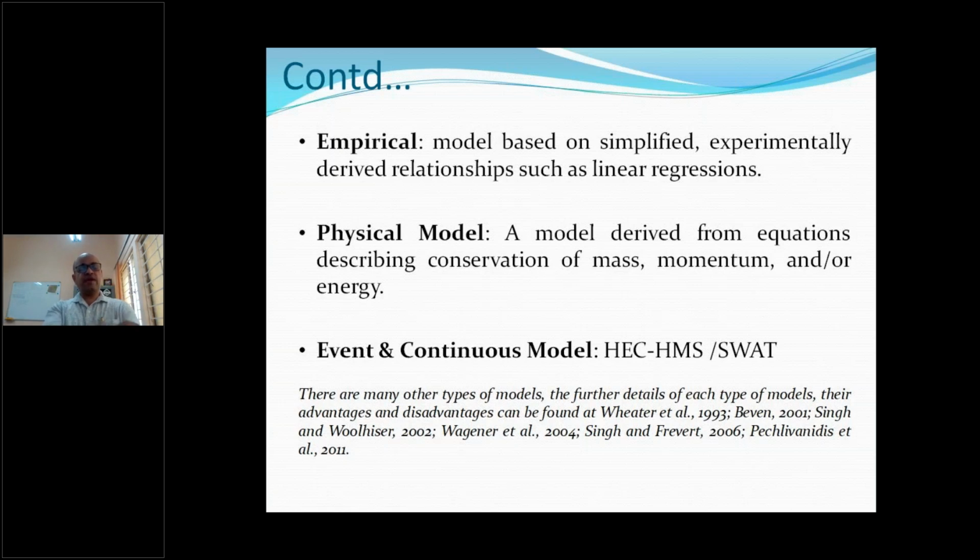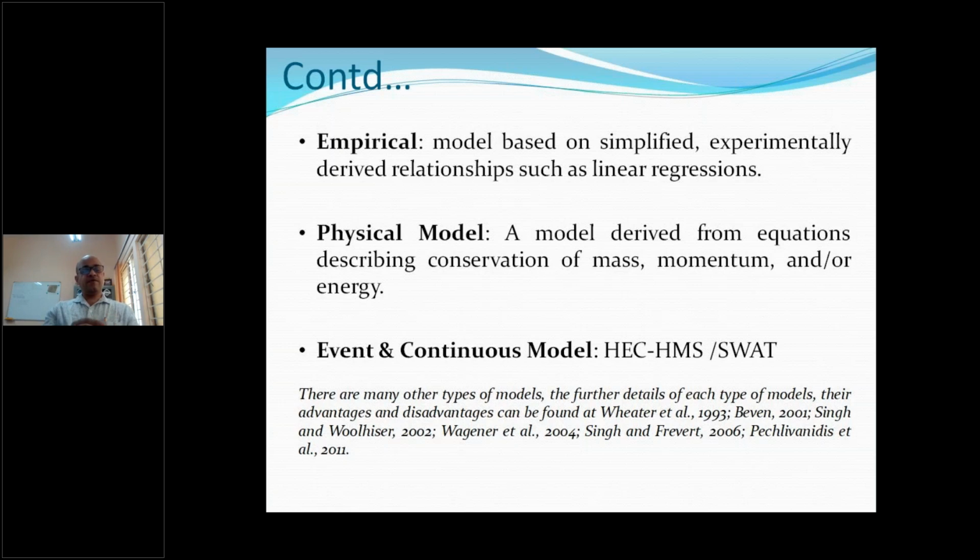And as you can understand, physically based models are very complex. They require a huge number of input parameters. So generally in practical hydrology, empirical or semi-empirical based models are the most famous ones. Now there is one more criterion also. There is a criterion that is called event based or continuous model.